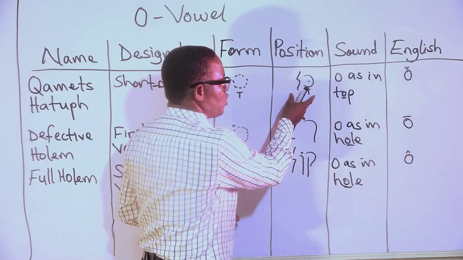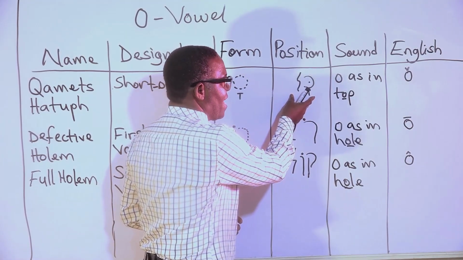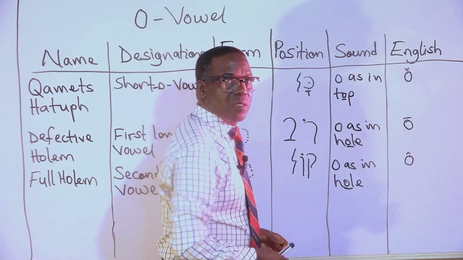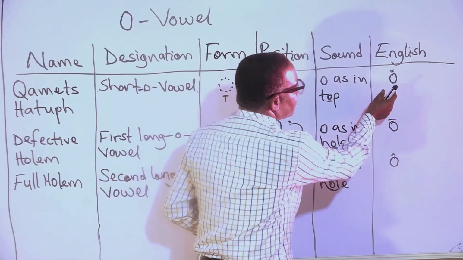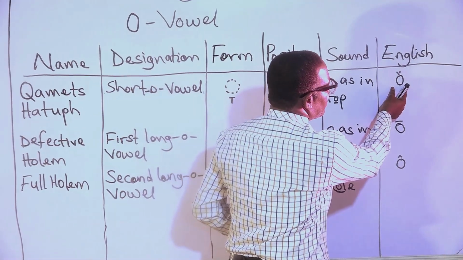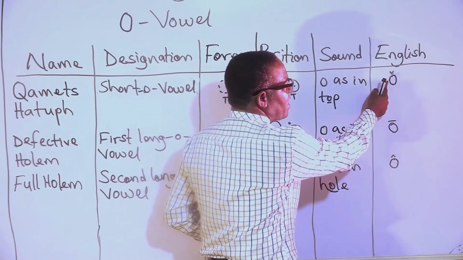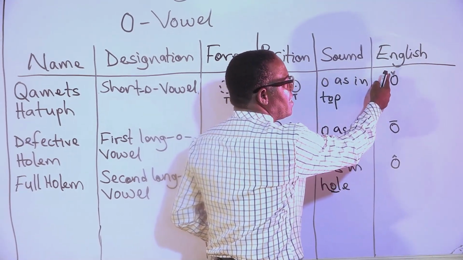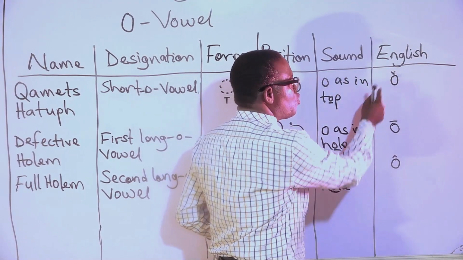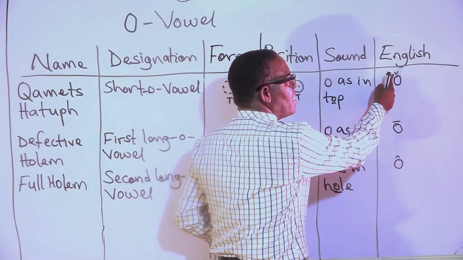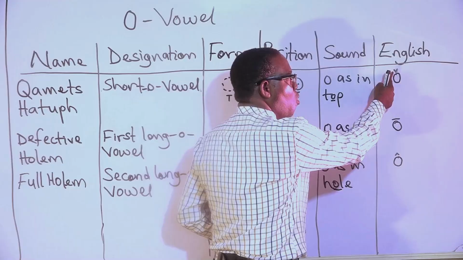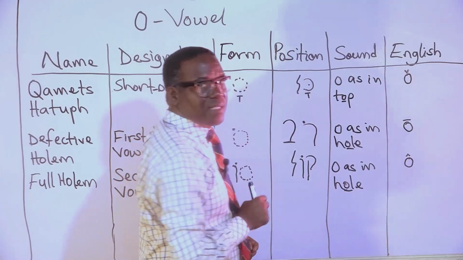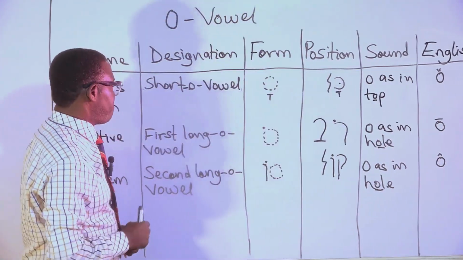So in pronouncing this word now, it is pronounced as call. And in English, it is represented like this. This sign is always on the top to show that this is representing Hebrew short O. Do not forget, in English representation.